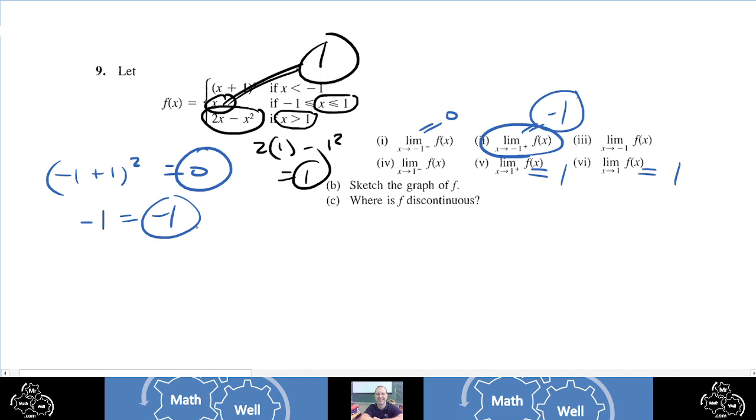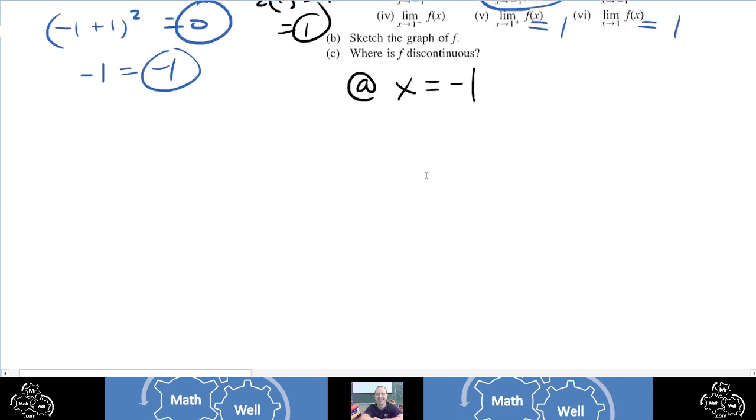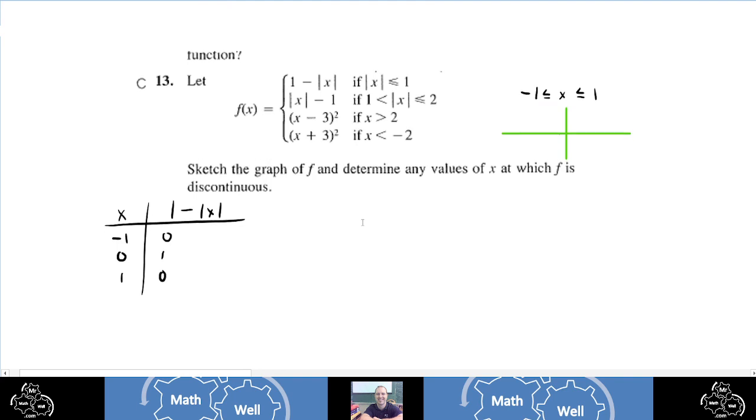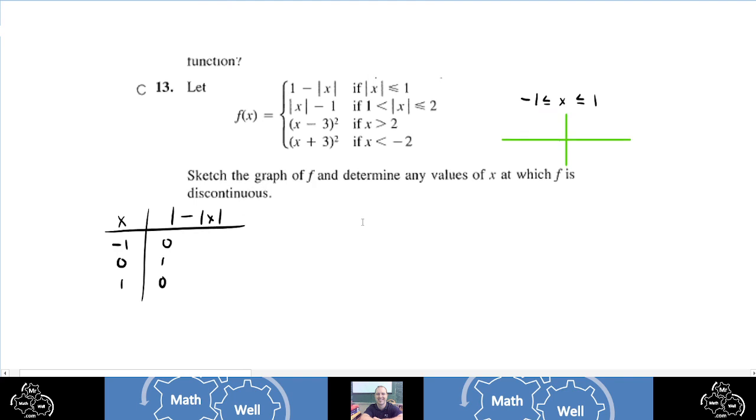Okay, sketch the graph. We did have to sketch it. Where is f discontinuous? Well, it's at x equals -1. Discontinuous at x equals -1, or just before and just after. Nice. What else do I have for you? Wow, 13. Okay, 13. Sketch the graph of f, determine any values of x at which f is discontinuous.